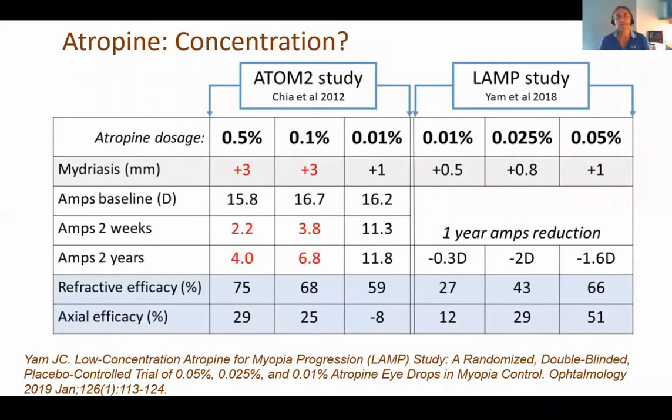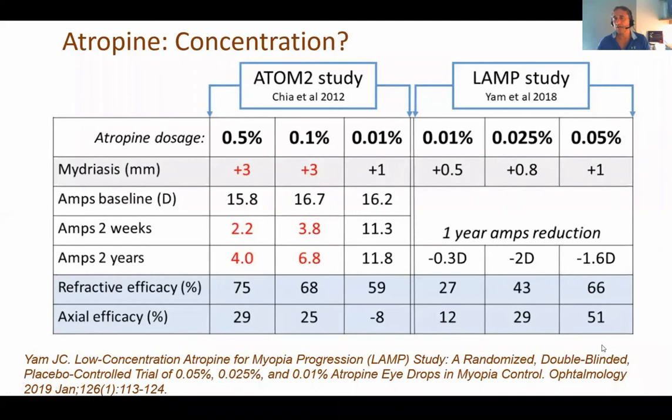But the story doesn't stop here, because the problem we have is about axial efficacy. Axial efficacy is higher as the concentration is higher. And for 0.01% atropine, we have no change in axial length in comparison to the normal group. So we have a good result in refraction, but not in axial length. And this shows us that this change in refraction should be due to lens changes, because atropine will block the accommodation and the changes in the lens. It will relax the lens, but no change in axial length.